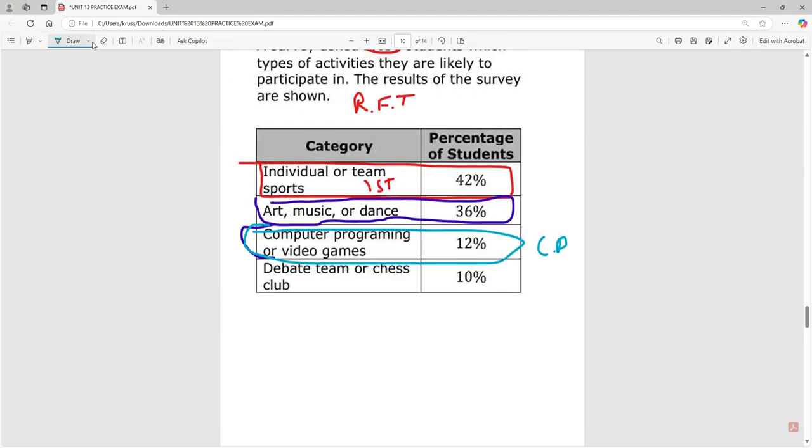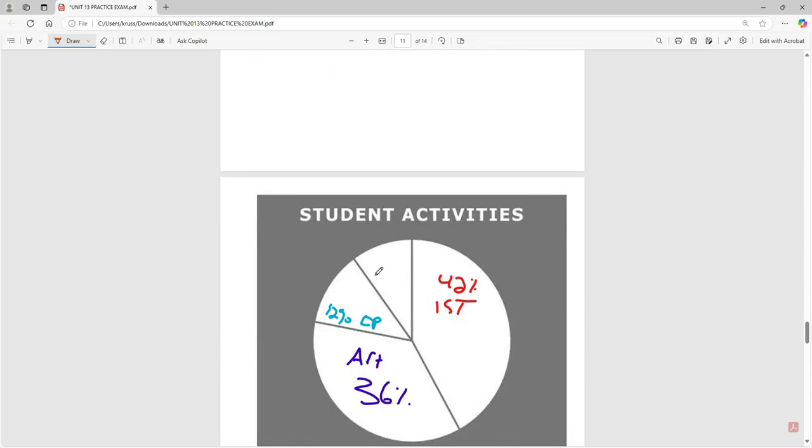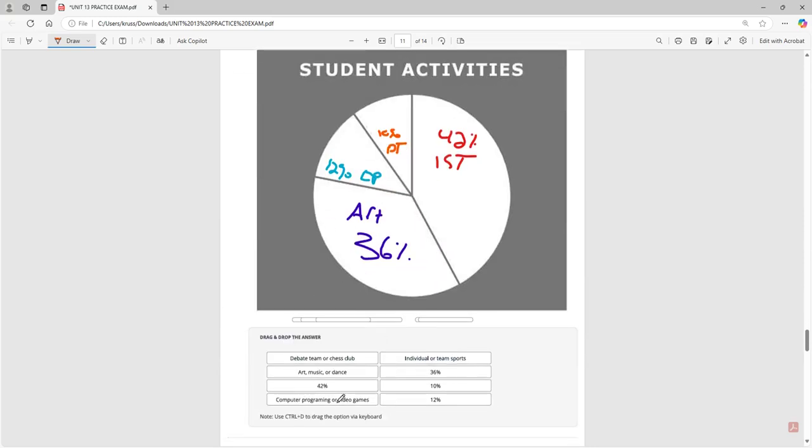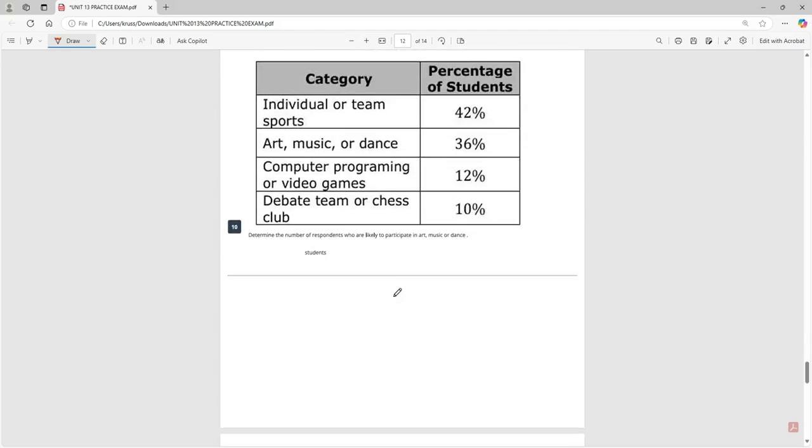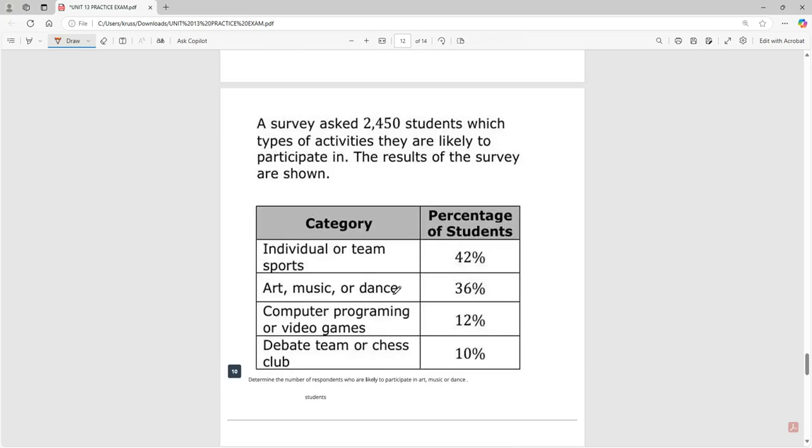And then the remaining one that we have is this orange one here, debate team and/or chess club, and that's 10%. That's 10% debate team or chess club. All right, so all you have to do is drag and drop these things for this one. Okay. Now, what is going on here?